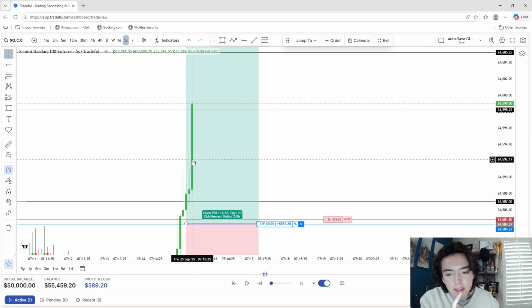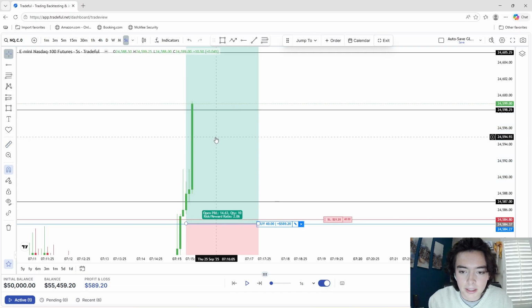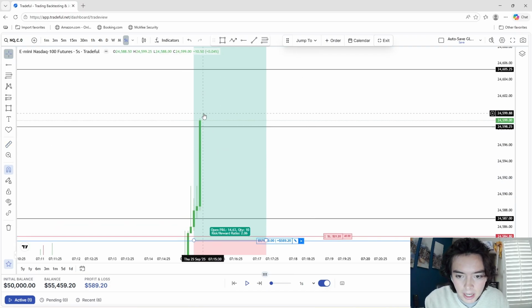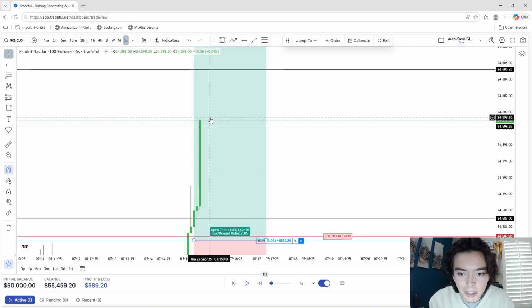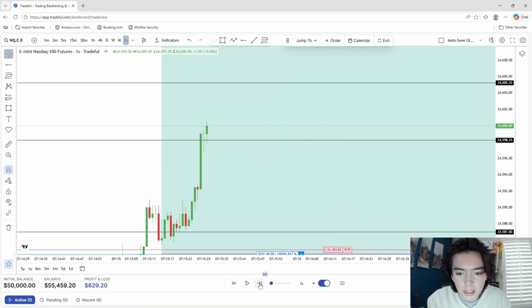But one thing with this is this 5 second candle was very, very aggressive right here. A 10-point 5 second candle. So typically off of these aggressive 5 second candles, we do get instant rejections. So I'm going to take profits pretty soon from here.